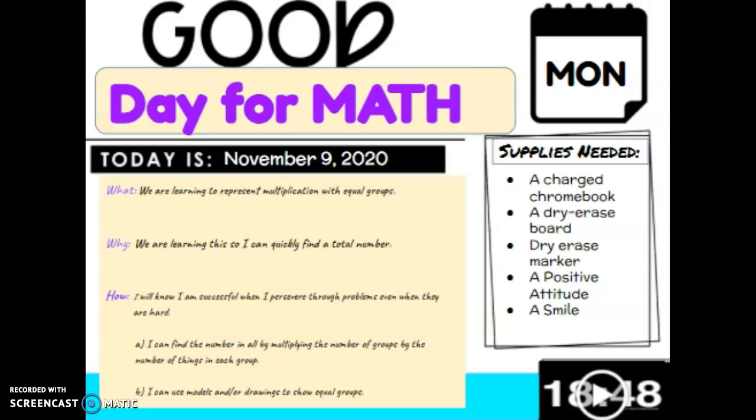So today our learning objective is: we are learning to represent multiplication with equal groups. We're learning this so that we can find the total number quickly, and we're going to know that we are successful when we can find the number in all when we're multiplying the number of groups by the number of things in each group. And I can use models and drawings to show equal groups.